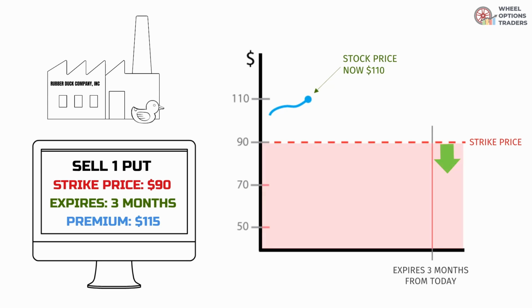If the price falls below the strike of $90 3 months from now, you'll have to buy their 100 shares of Rubber Duck Company with the cost to you of $90 per share. So you'll end up buying 100 shares and you'll multiply that by your strike price of 90. So your total cost would be $9,000. That's if it actually ends up falling below the strike price. However, on the other hand, if the stock price of Rubber Duck Company remains above the $90 strike, then you don't buy any shares at all, but you will still keep the $115 premium, so you win again.